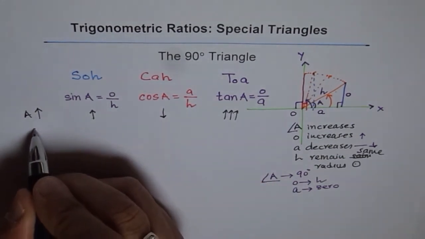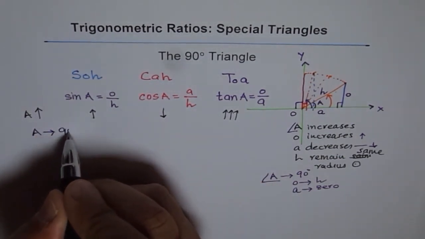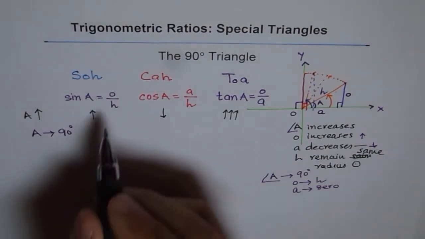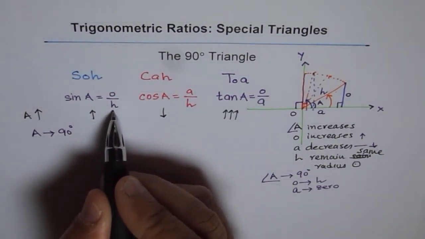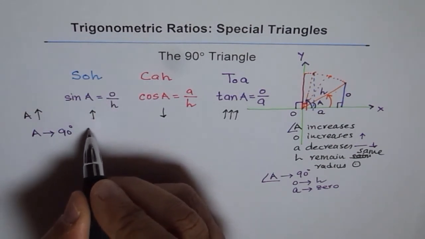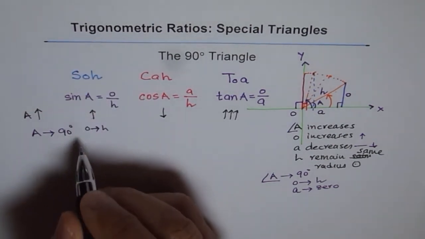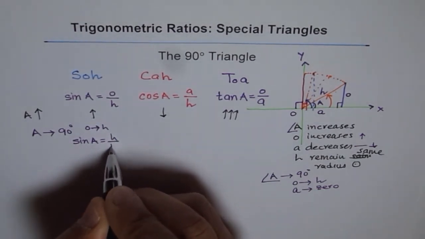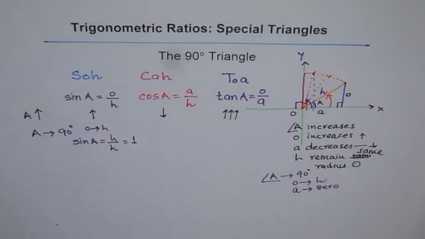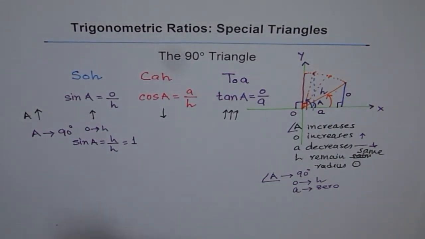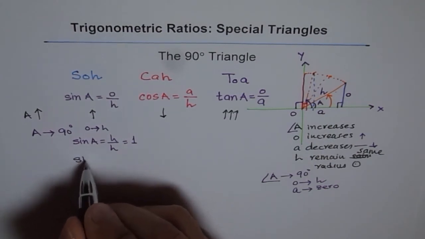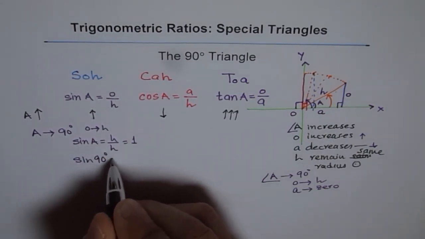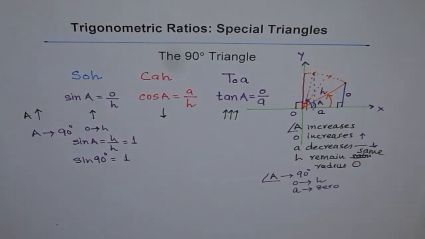So when A is approaching 90 degrees, what happens to sine? O becomes closer to H, right? Therefore, sine A at this time is hypotenuse over hypotenuse. That is 1, and that is the maximum value a sine can have, 1. And it is only when angle A becomes 90 degrees. Therefore, sine of 90 degrees is 1. Remember that, okay?